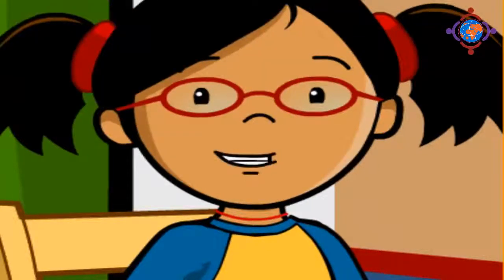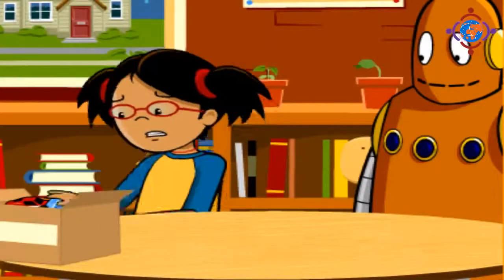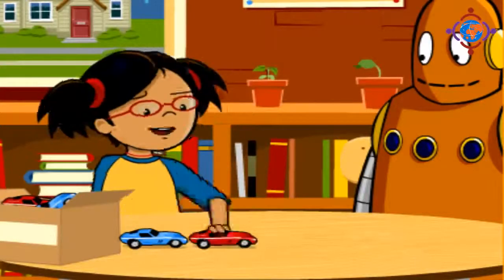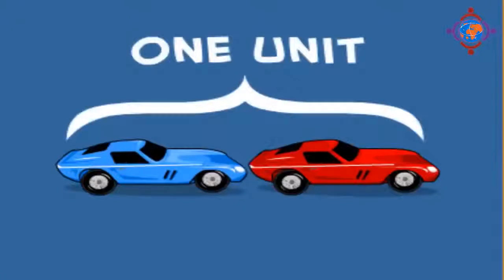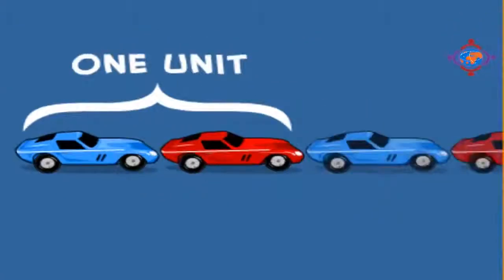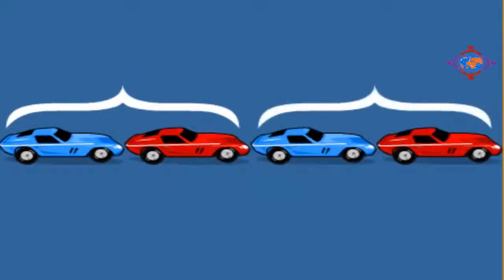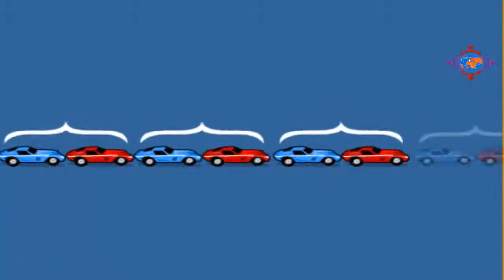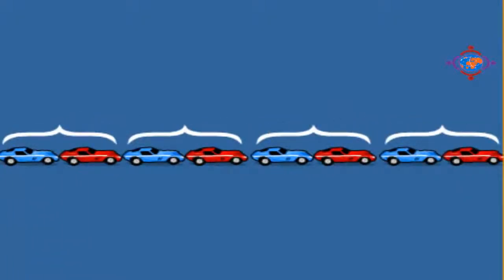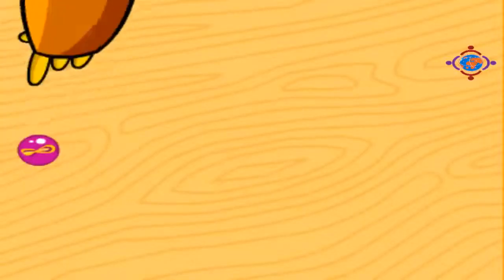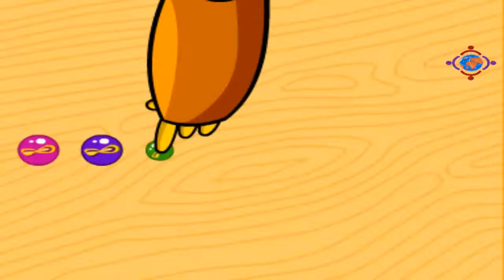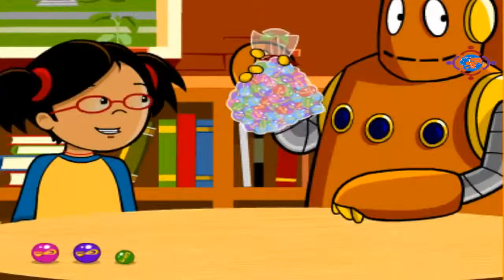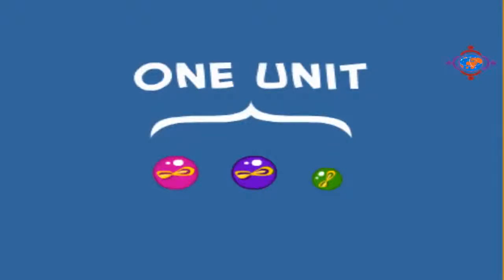How can you make a pattern? I'll start with one blue car and one red car. That's one section or unit. Repeat the unit over and over to make the pattern. So I'll line up another unit and keep going to make a longer pattern. You started with one big marble, then you added another big marble, and then you tacked on a small marble. Repeat the unit to make a pattern.